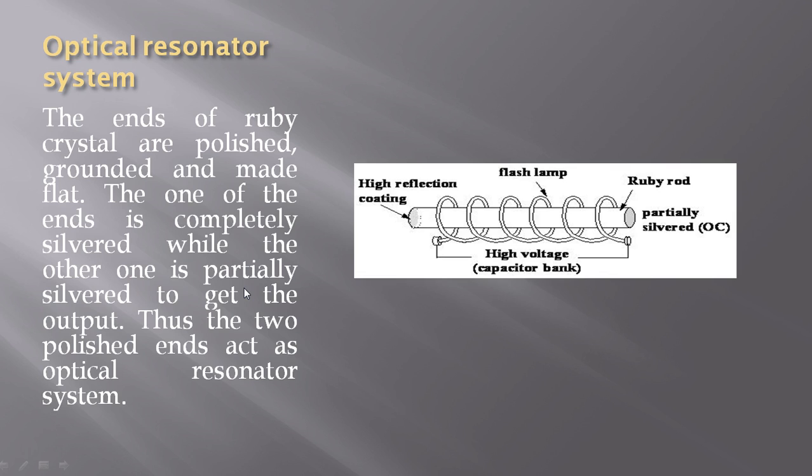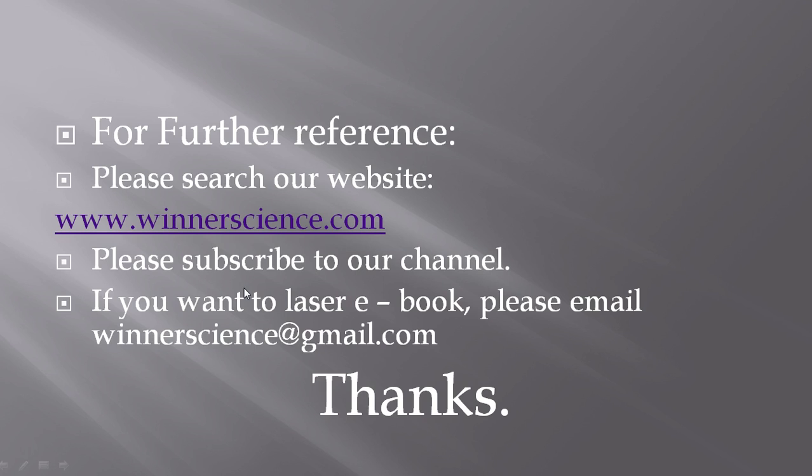Now we made the two ends, or you can say we use a mirror. So one end is almost 100% reflective, and the other is 90% reflective, from which we can take the output. This is the function of the optical resonator system, and I have discussed the optical resonator system in my earlier video lectures. So this is the construction part of the ruby laser.